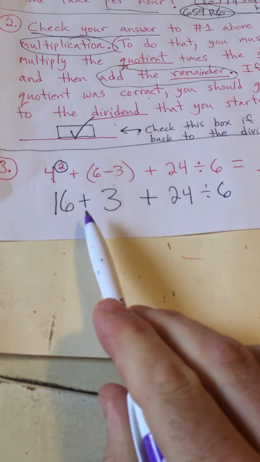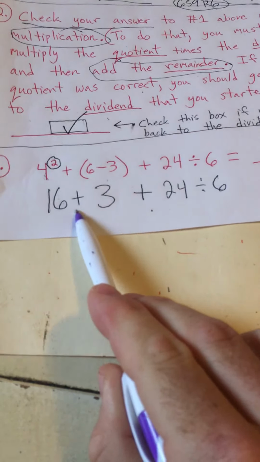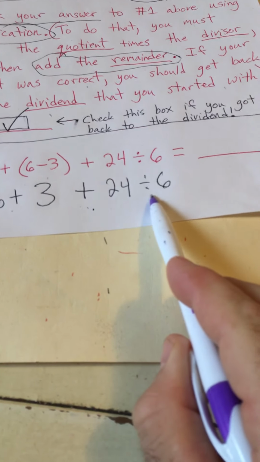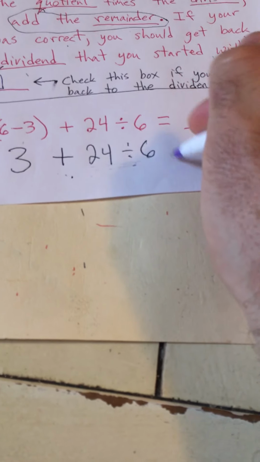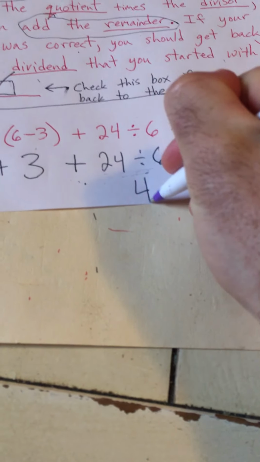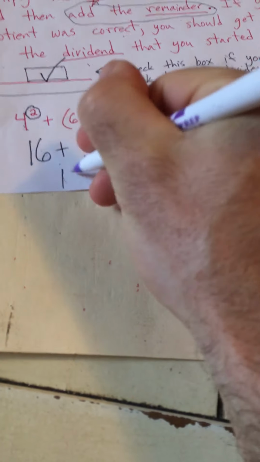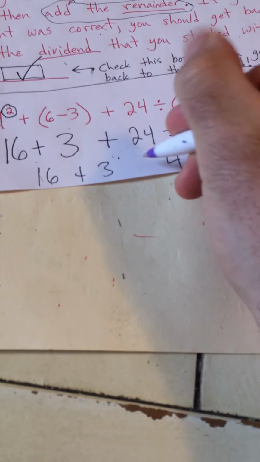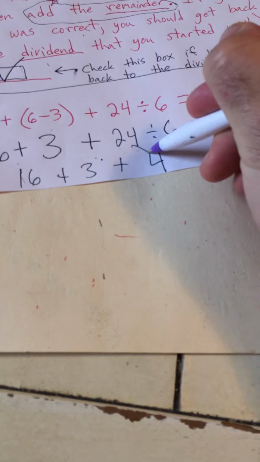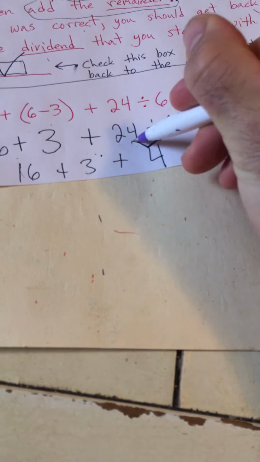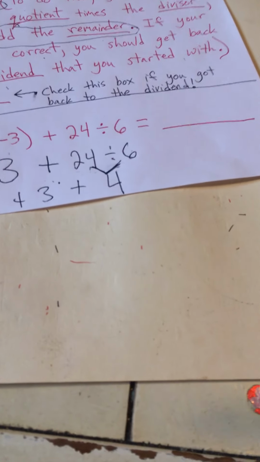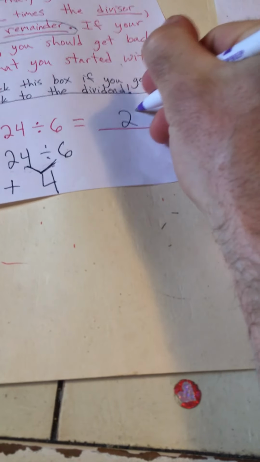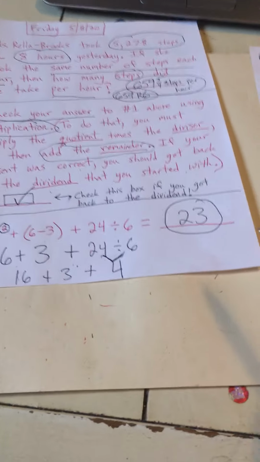Okay, now order of operations says we're not going to do this addition yet. We're going to do this division next. So we're doing 24 divided by 6. What number times 6 gets you to 24? And the answer is 4. Now we have 16 plus 3 plus, and this was 4. So 16 plus 3 is 19, and 19 plus 4 is 20, 21, 22, 23. So the answer to that order of operations problem is 23.